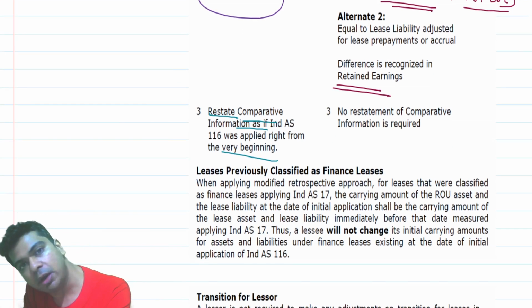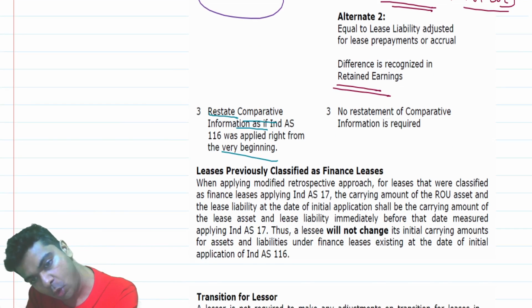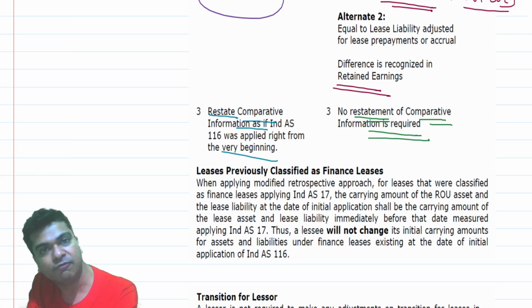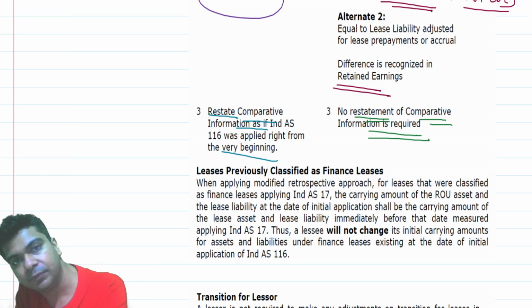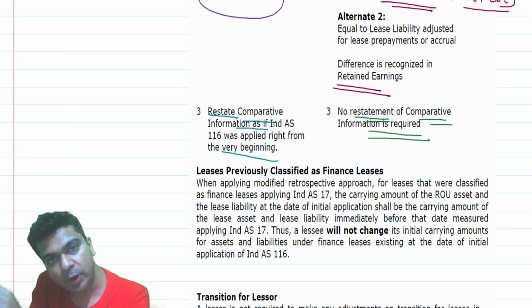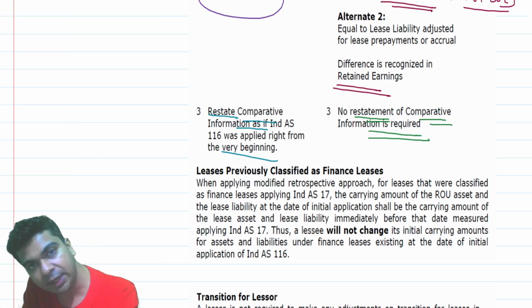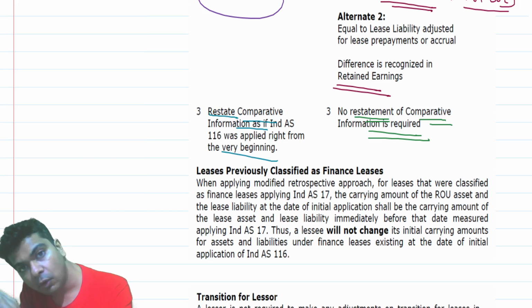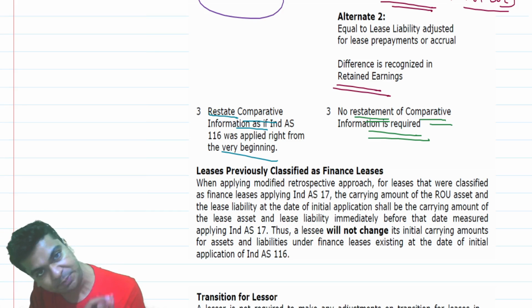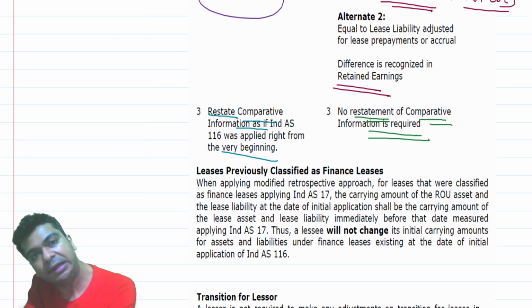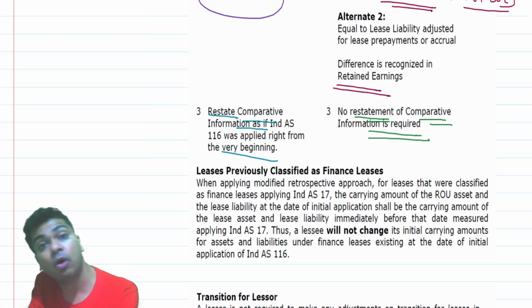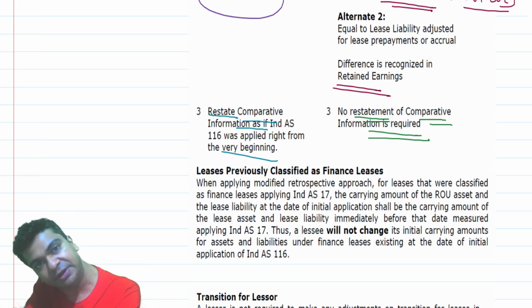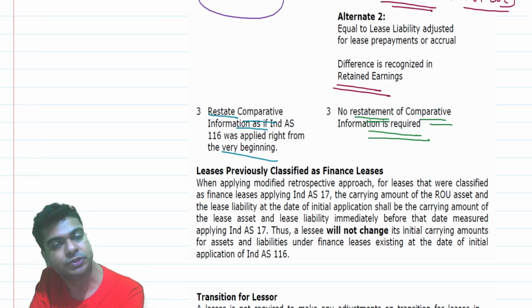And yes, because you are not doing full retrospective, no restatement of comparative information is required. So any lease that you had earlier classified as an operating lease, you will now follow either full retrospective approach or a modified retrospective approach, and accordingly transit from Ind AS 17 to Ind AS 116.